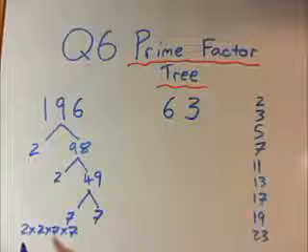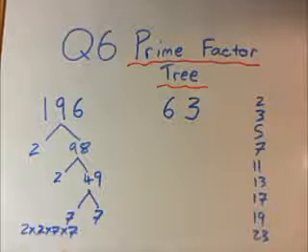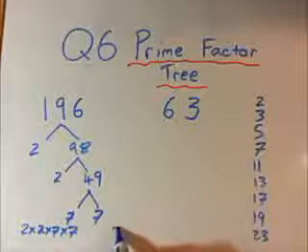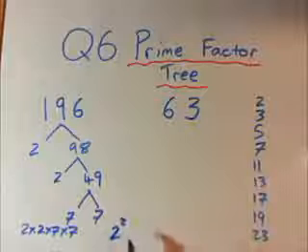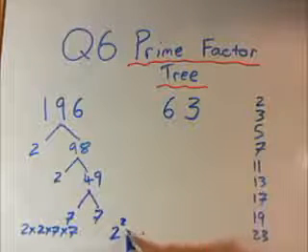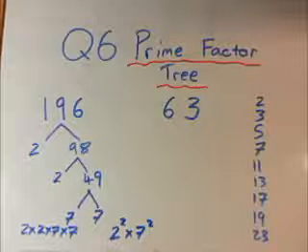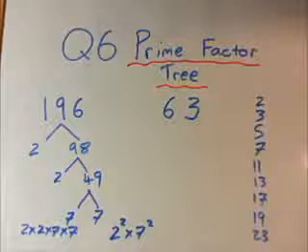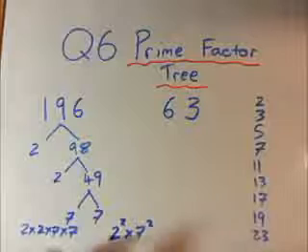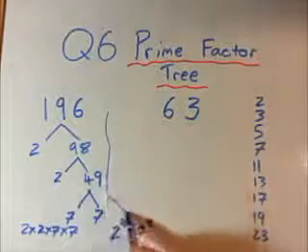And like in question 5, 2 times 2 can also be written as 2 to the power of 2. And 7 times 7 can be written as 7 to the power of 2. So this is our final answer here. Now before I move on to 63, actually I won't rub it out, I'll draw a little line around it.